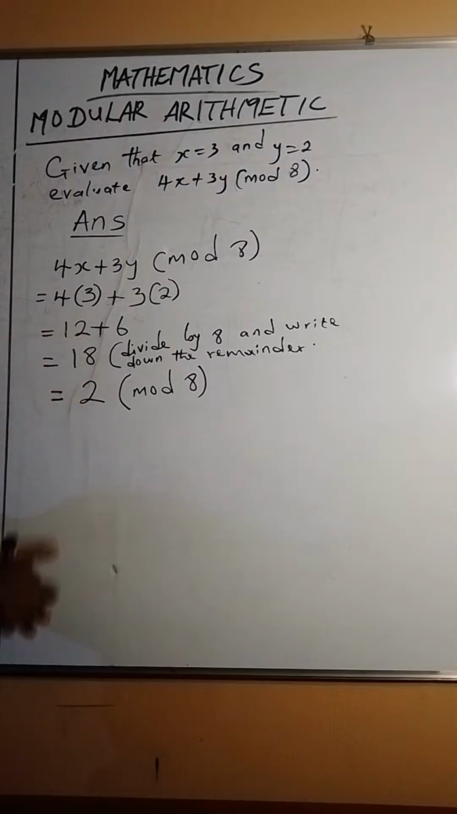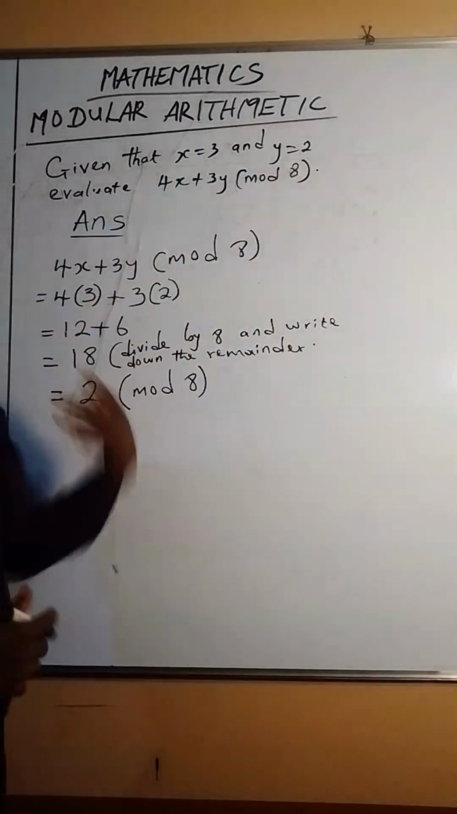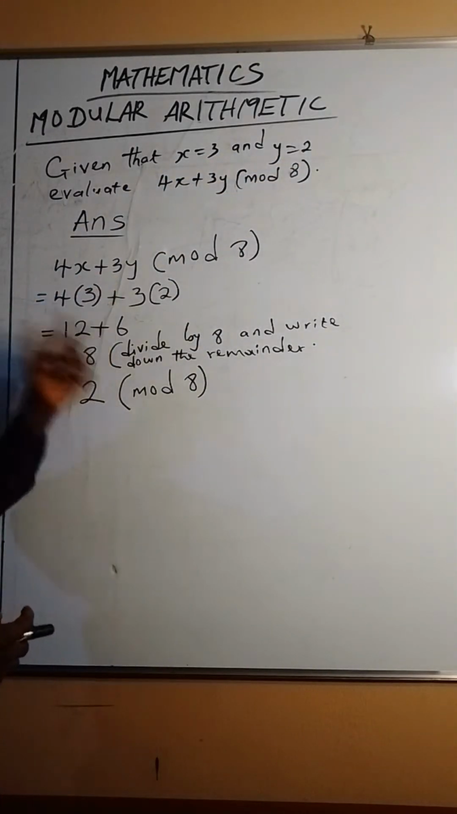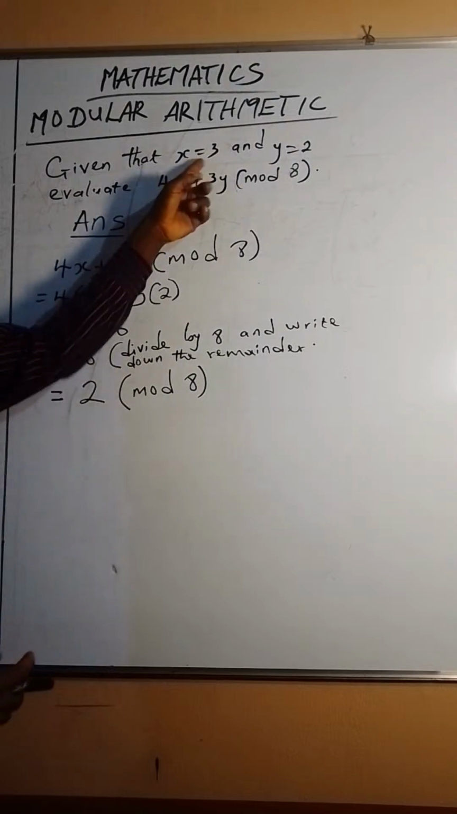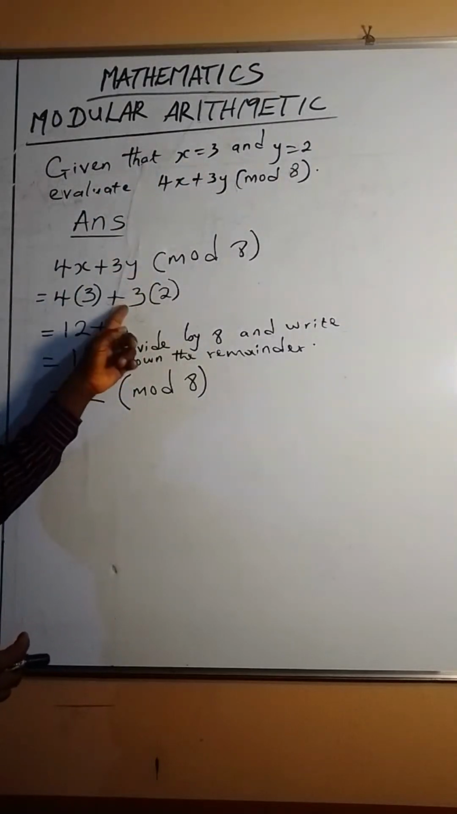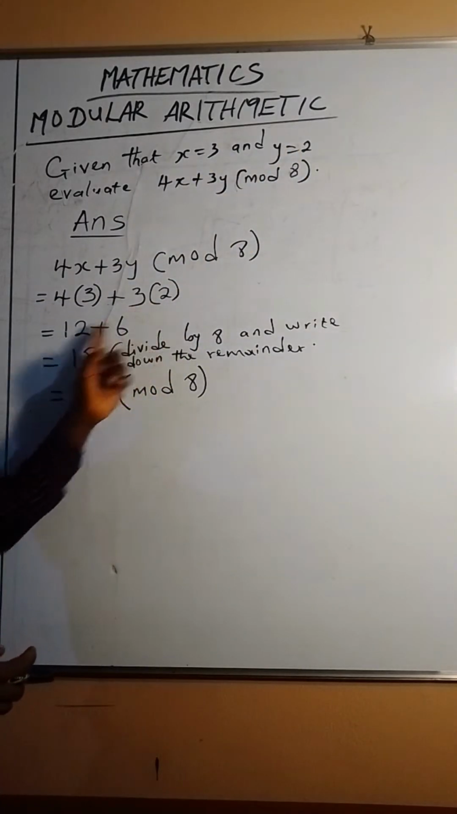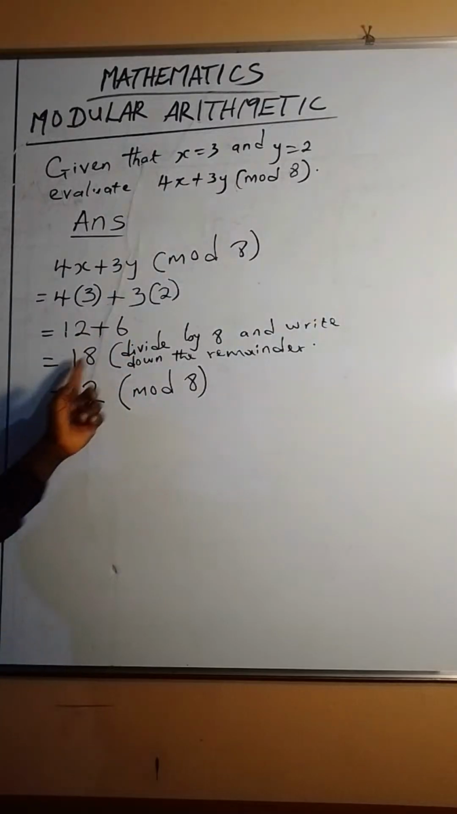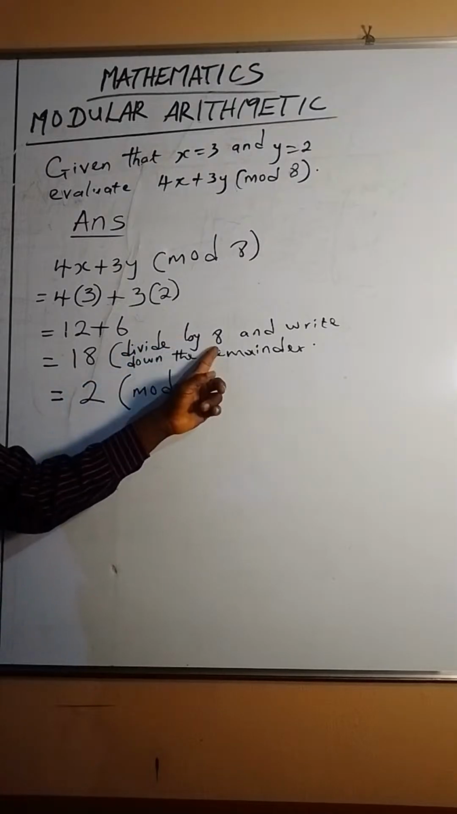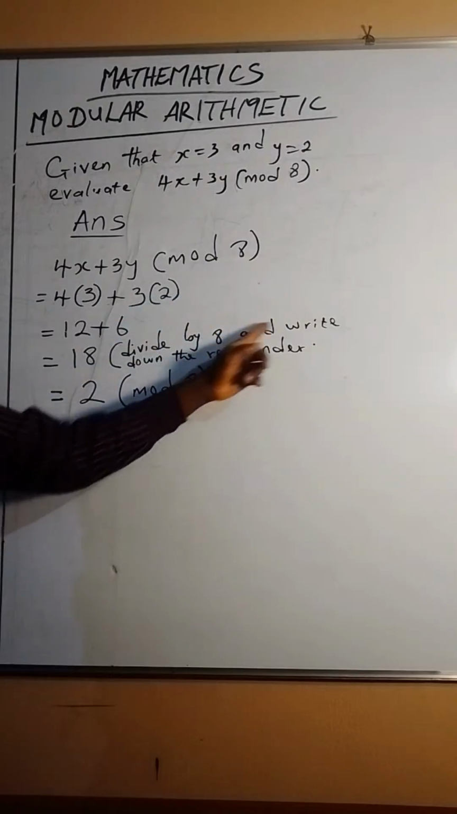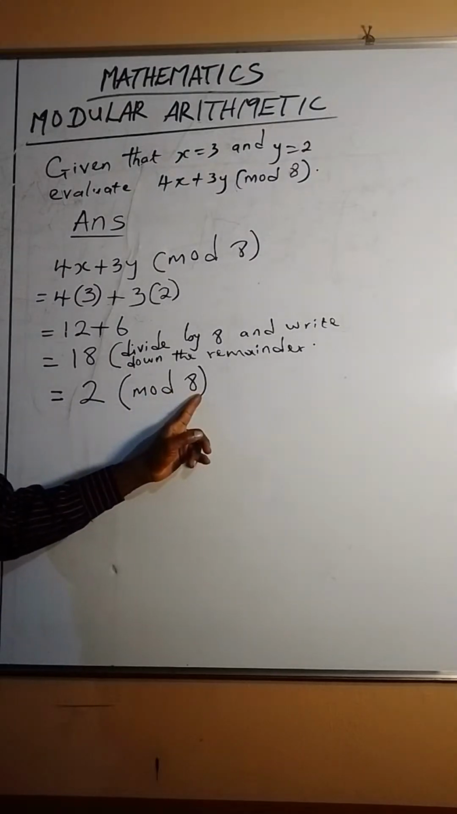Now let me quickly go over it again. What I said here is that we are given x and y, the values of which are 3 and 2 respectively. Now we substitute into the expression 4 times 3, because x is 3, plus 3 times y, which becomes 3 times 2, because the value of y is 2. Then we multiply each of them and sum them up, we get 18. Then to get the answer in the given mod, we have to divide by the mod. This is mod 8, so we divide by 8 and write down the remainder. The remainder is now the answer in the mod given to us. So that is the answer.